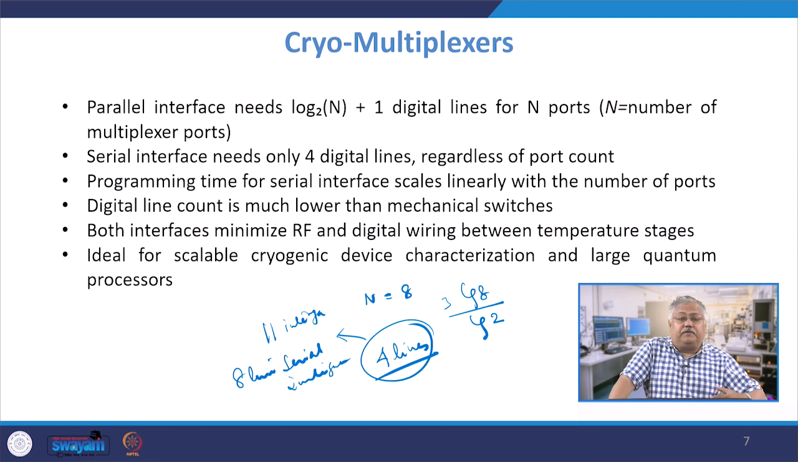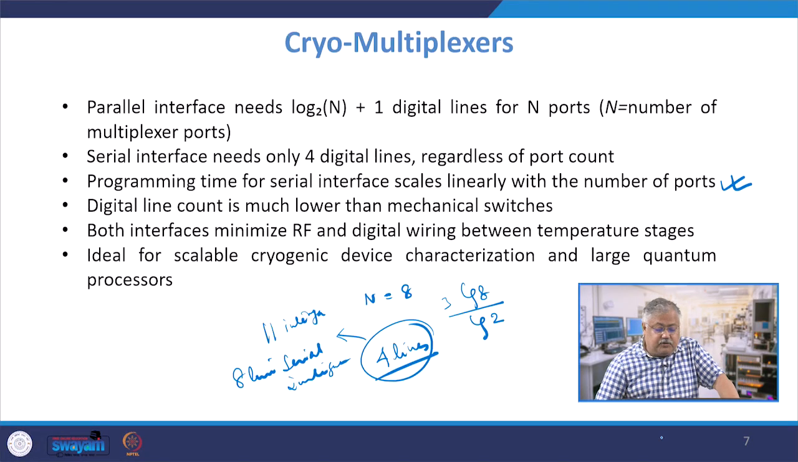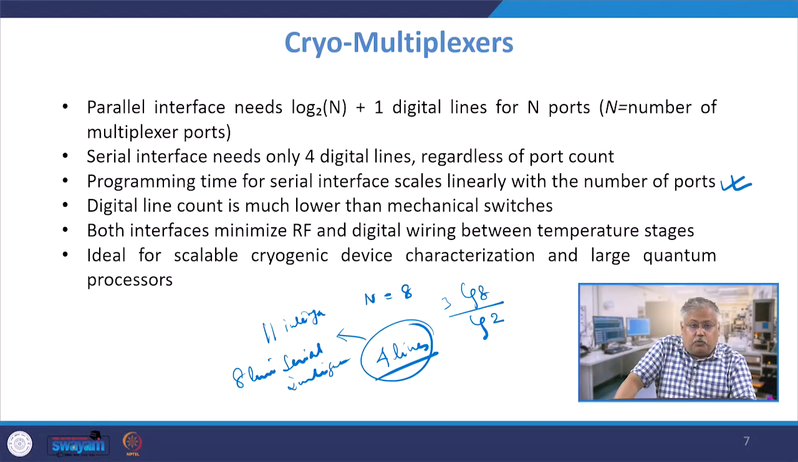Similarly, if you have a serial interface, the time required to program it is much larger as compared to a parallel interface, and that is written in the third bullet which you see: the programming time for serial interface scales linearly with the number of ports. So, if you increase the number of ports to 2, 4, 6, 8, 10, and so on, the time required to program it increases linearly. That is not the case for parallel programming. And that is the reason for the fourth point, that the digital line count, the number of lines which carry the signal, is much lower than mechanical switches.